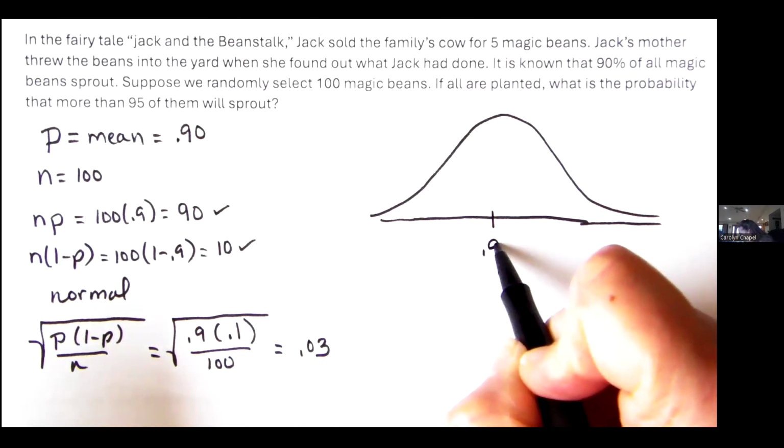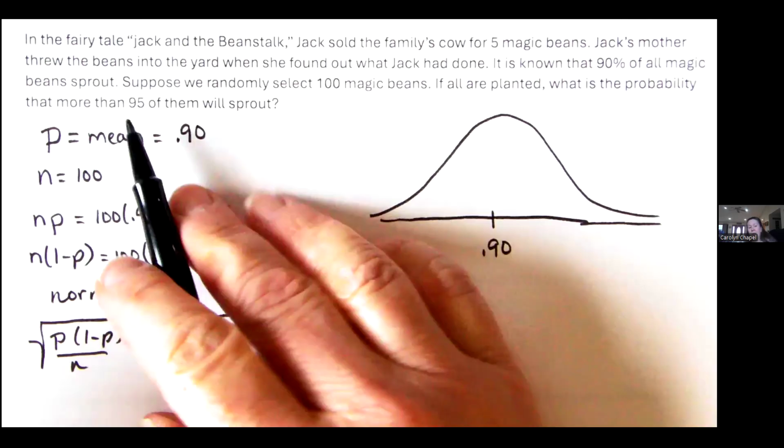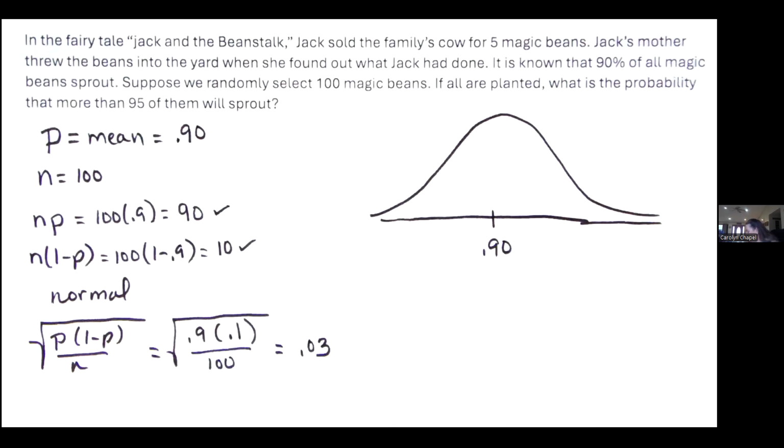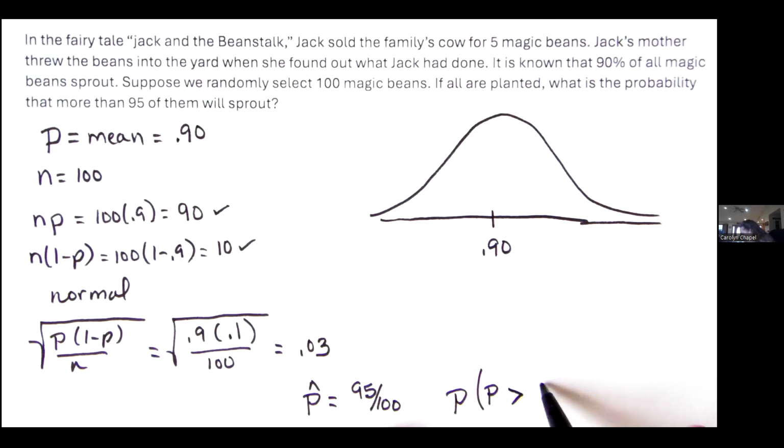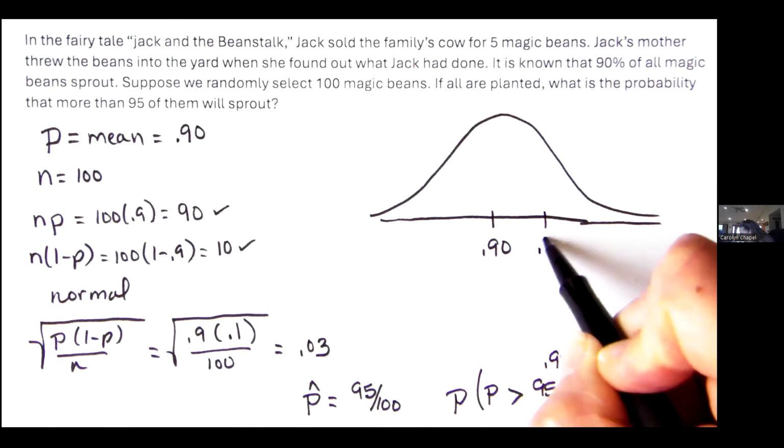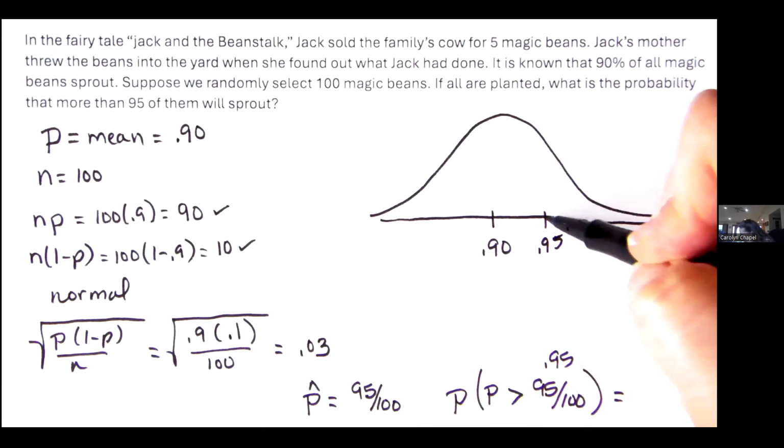So 0.9, that more than 95 of them will sprout. That's 95 out of the 100. I want to know what is the probability their proportion is going to be bigger than that 95 out of the 100. Or this is 0.95. So 0.95 is here. Probability that we're bigger.